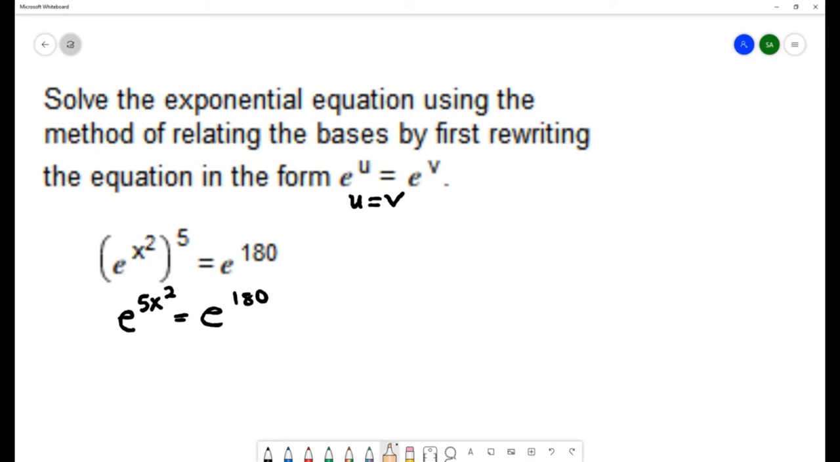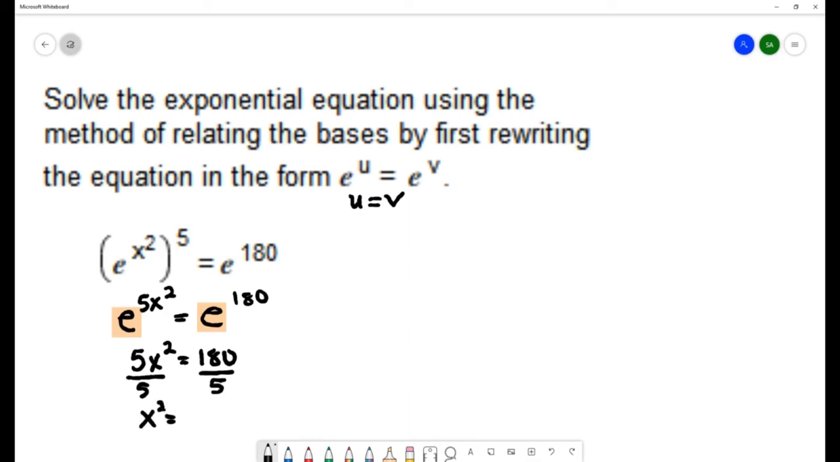So now I have the equation written so that the bases are the same on both sides, and I can set the exponents equal to each other. This gives 5x squared equals 180. I want to get x squared by itself, so I'll divide both sides by 5.